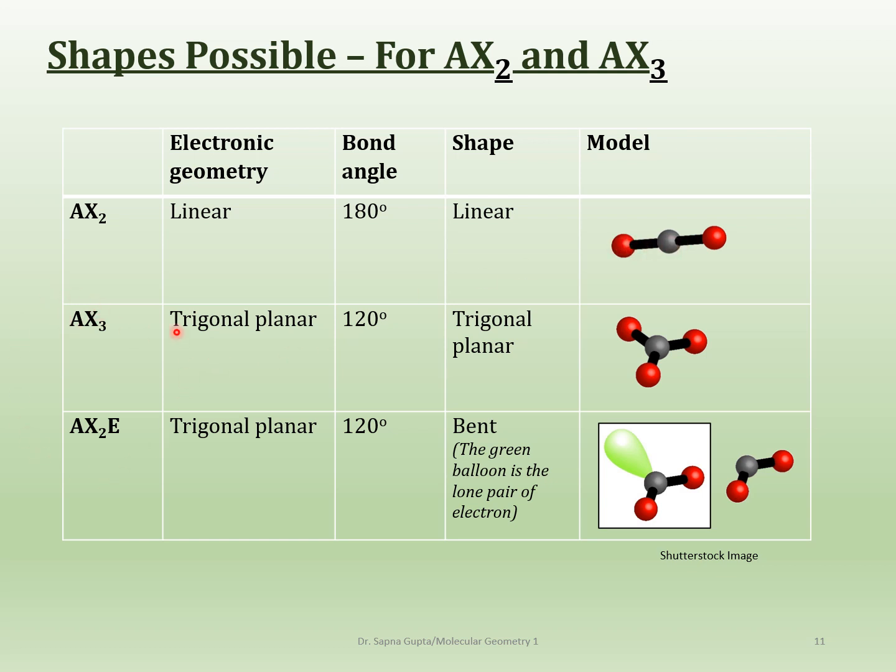AX3, now you have two variations, right? AX3 and then AX2E. Here in this structure, you can actually see this bubble, the balloon here. That balloon shows that this is where the lone pair of electrons is. That's all it is. And so the shape is going to be bent. The bond angle has not changed.